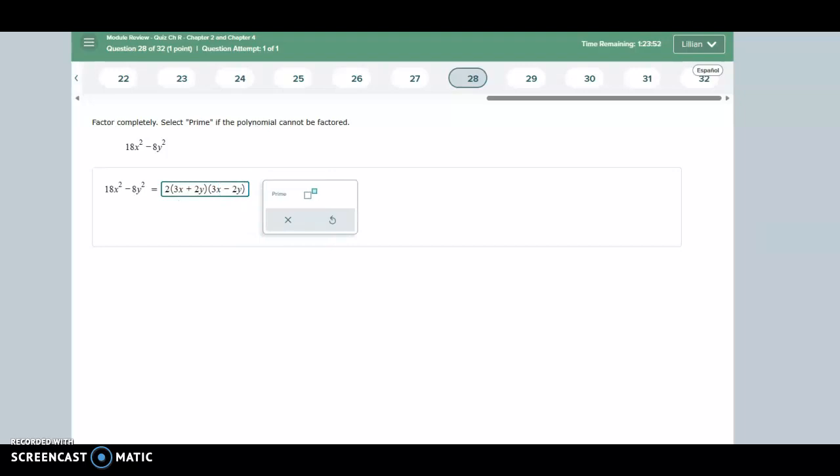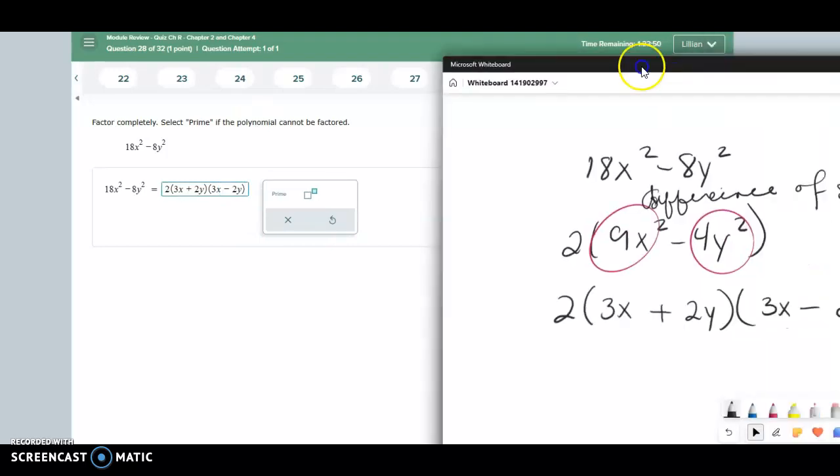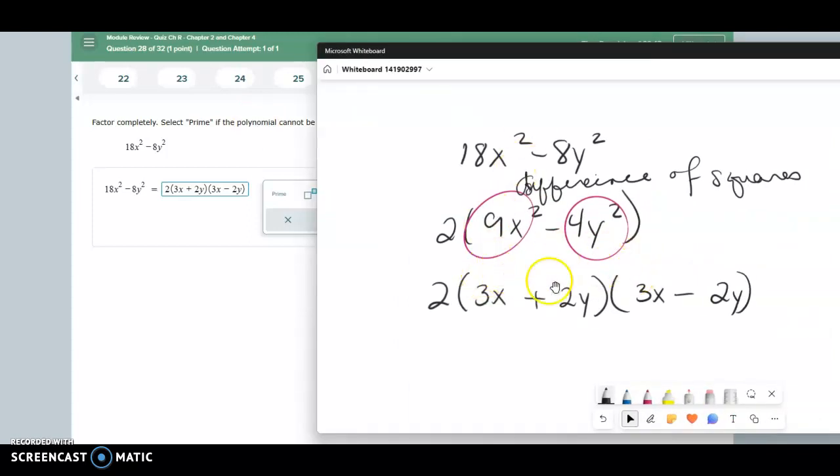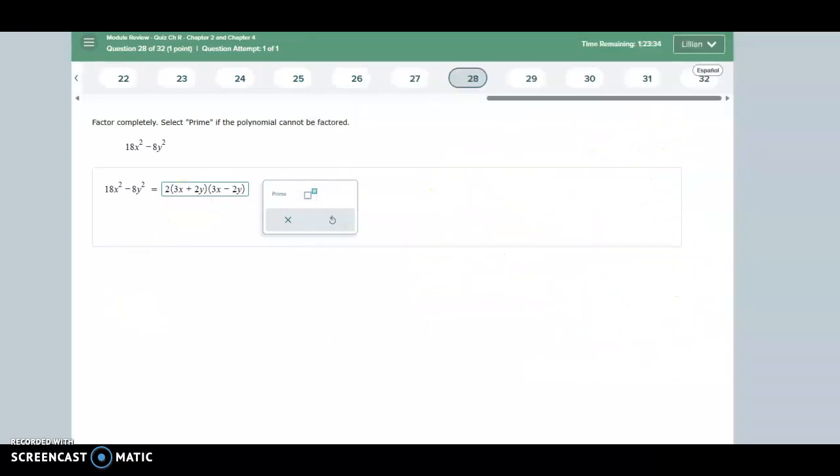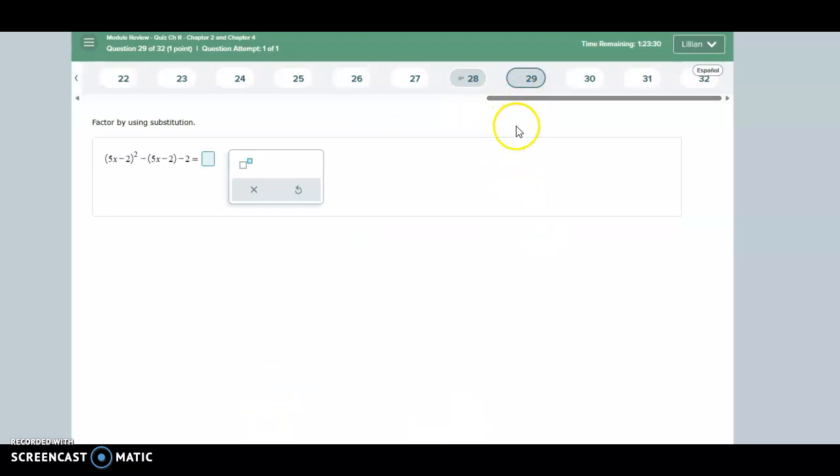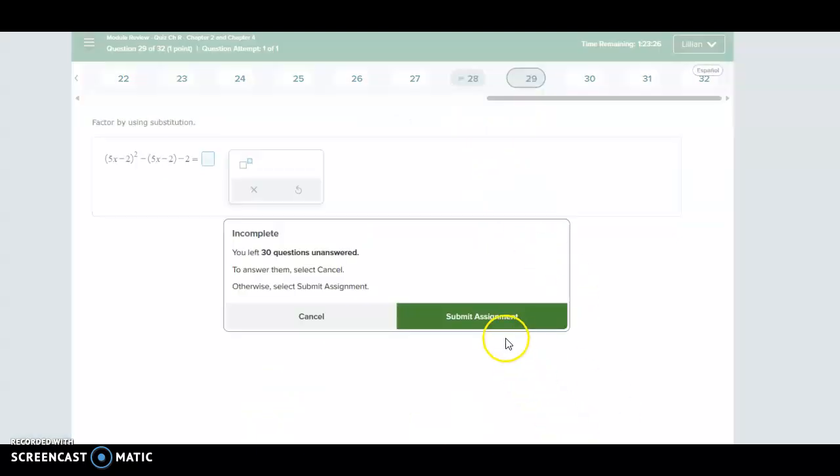I can check this by using FOIL, multiplying this back out: first terms, outer terms, inner terms, and then last terms, and making sure that after I distribute the 2, it goes back to the original, and it would. Now I'm going to hit continue so that it saves that, and then I'm going to hit submit as assignment. If you leave any questions unanswered, maybe you skipped around, it's going to tell you before you hit submit. I left quite a few unanswered.